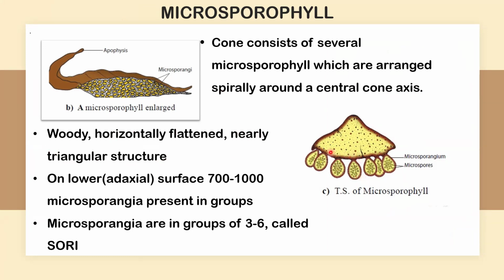You can see in this diagram a triangular structure, and on the abaxial surface or lower surface, we can see there are several microsporangia present in groups. These small groups are called microsporangia. They are present in groups of 3 to 6 and we call them sori.